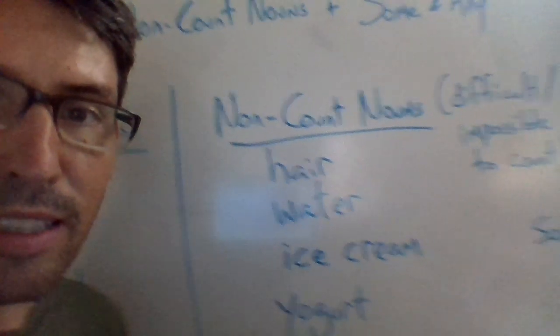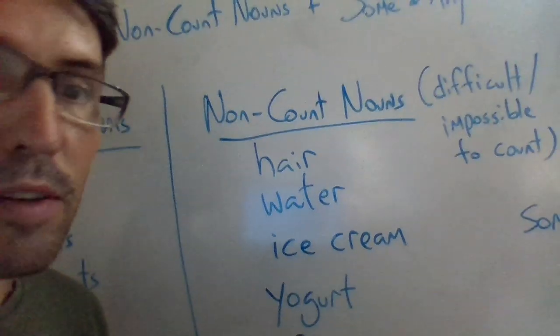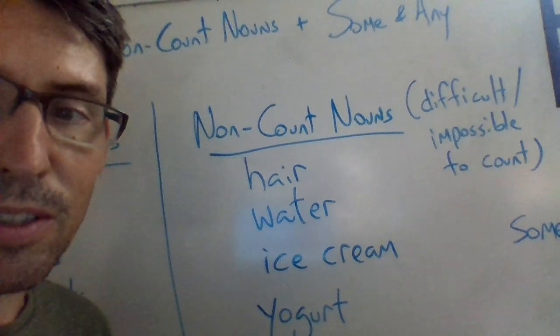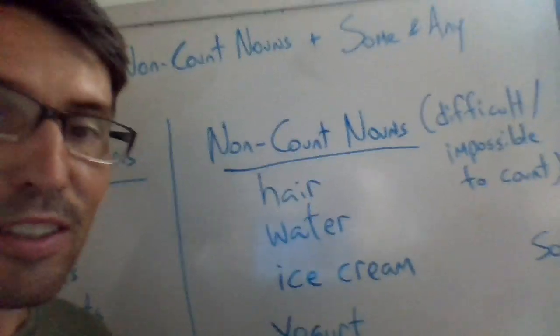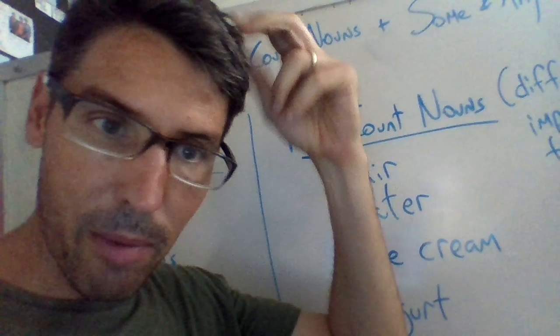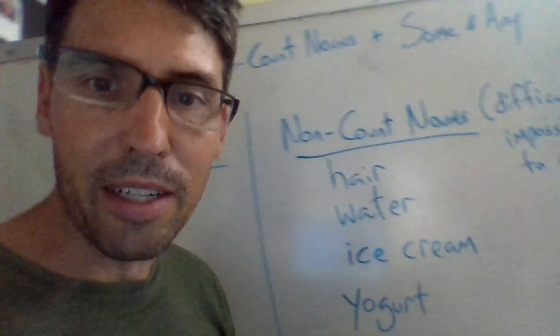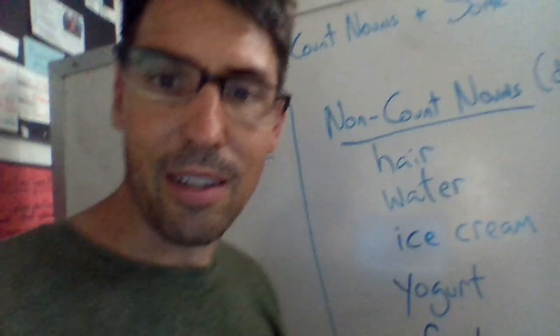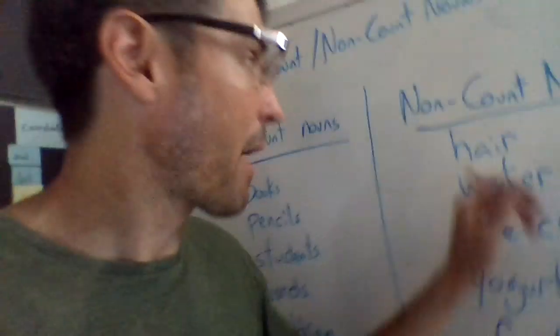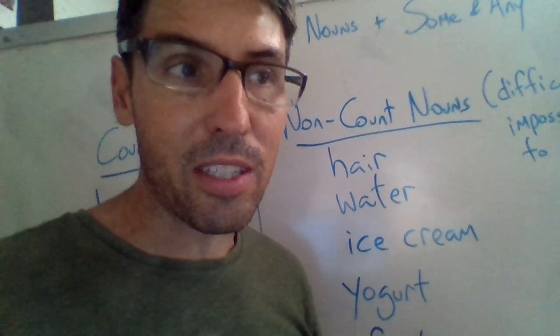Now, there are some nouns that, in English, we consider difficult, if not impossible, to count. Okay, so one of them is hair. Now, if I ask you, come and count the hairs on my head, right? I think you would get frustrated in about 30 seconds, right? So hair generally means usually impossible to count.